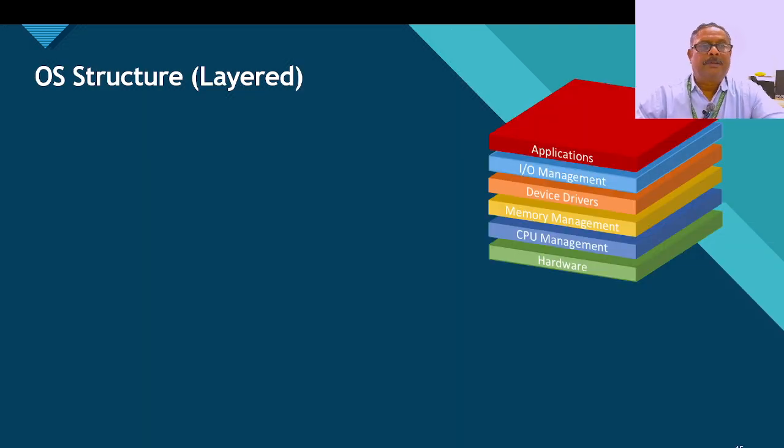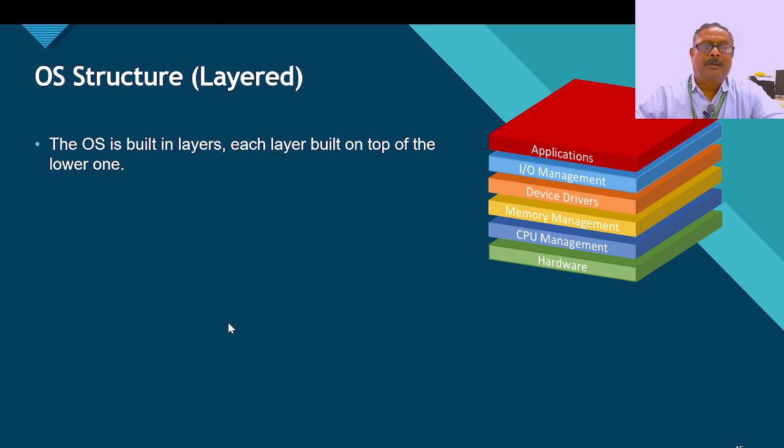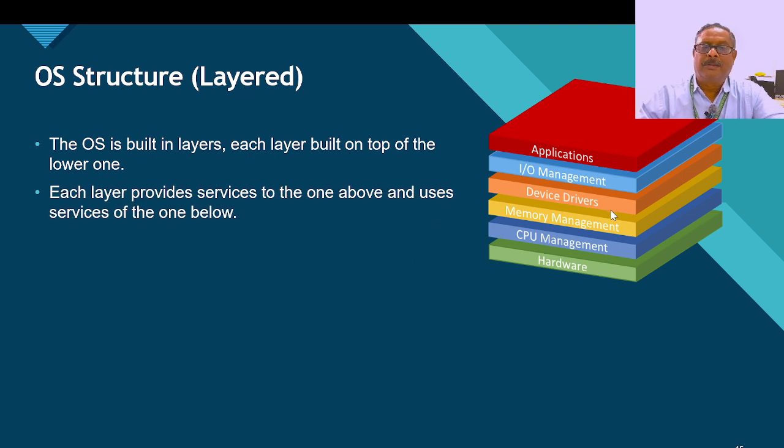The next topic will be the layered structure. Here, the operating system is built in layers. So we have one layer of the hardware, then on top of it the CPU management layer, then the memory management layer, device drivers, the I/O management layer, and the application layer, and so on. The advantage is that if anything has to be modified, we can independently change each of these layers without disturbing the other layers.